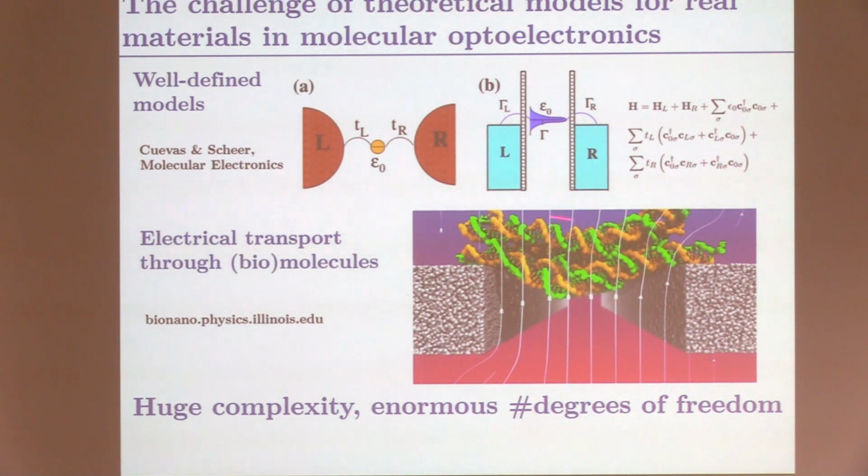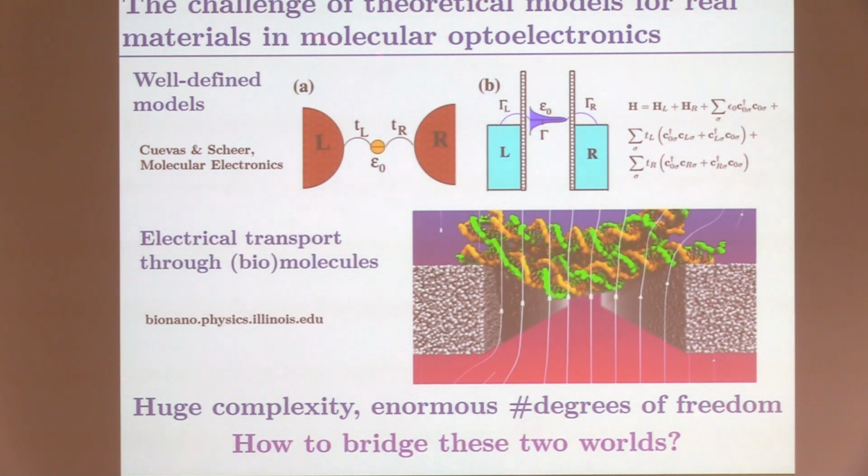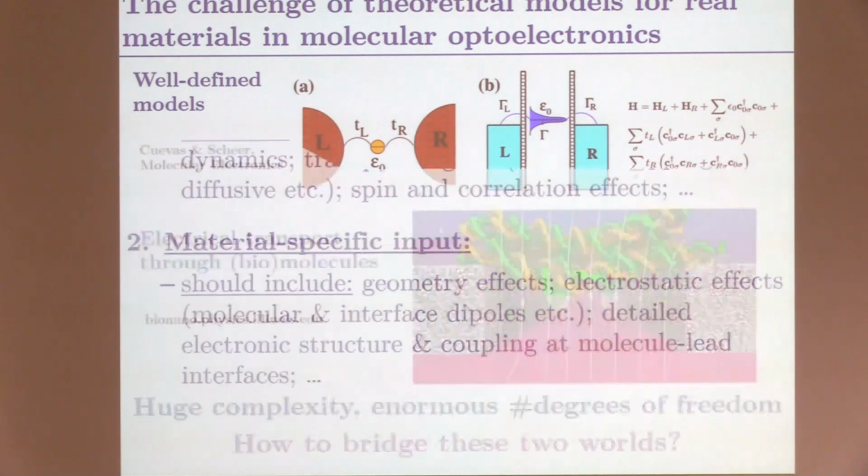As we heard yesterday, you can have systems like biomolecules that are very complicated. You have huge complexity in the material, and you have an enormous amount of different degrees of freedom. And the question is how to bridge these two worlds, the worlds of the well-defined models and the other one of real-life systems, which are very complicated.